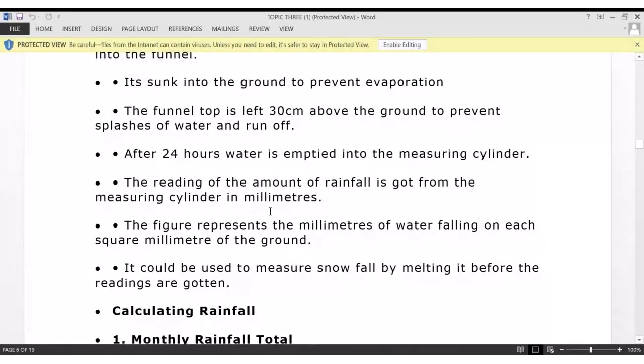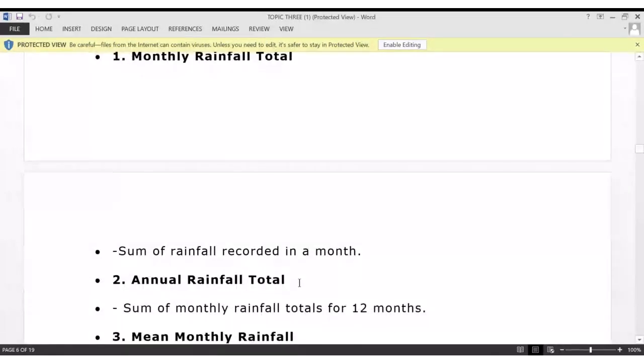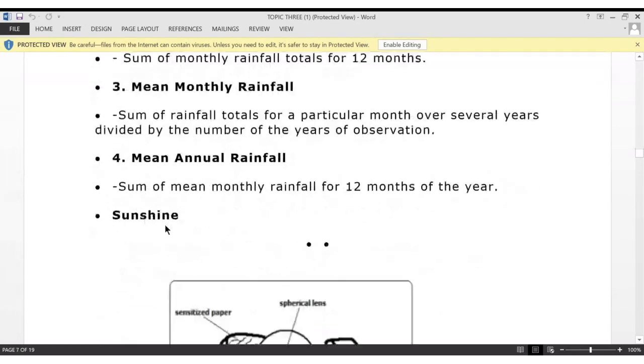After 24 hours, water is emptied into the measuring cylinder, and the reading of the amount of rainfall is taken from the measuring cylinder in millimeters. The figure represents the millimeters of water falling on a square millimeter of ground. It can also be used to measure snowfall by melting it before reading. So that's how it works. So how do we calculate the monthly rainfall? It is the sum of the rainfall recorded. This is the same as what I have taught before.